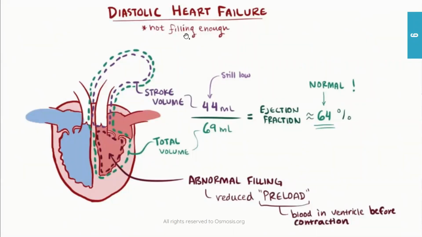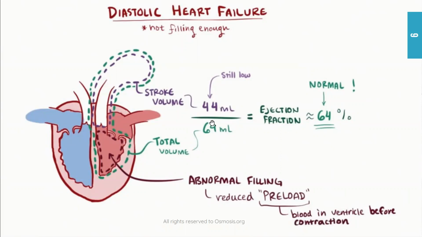So in the diastolic, we said that the problem is in filling. So the amount of blood in the ventricle here will not be 110. No, it will be less because the heart cannot fill enough with blood. So let's say, for example, the amount in the ventricle here is 69 ml. So even if the stroke volume, which is the volume each beat gives, is still low, which is 44, if I divide 44 by 69, it will give me 64, which appears to be normal.